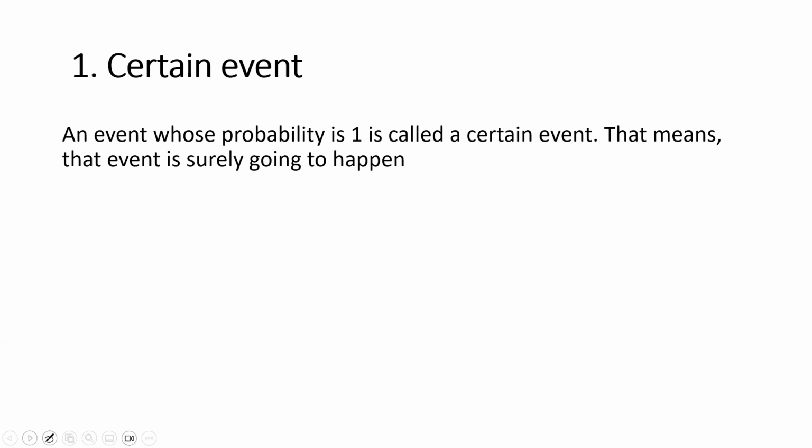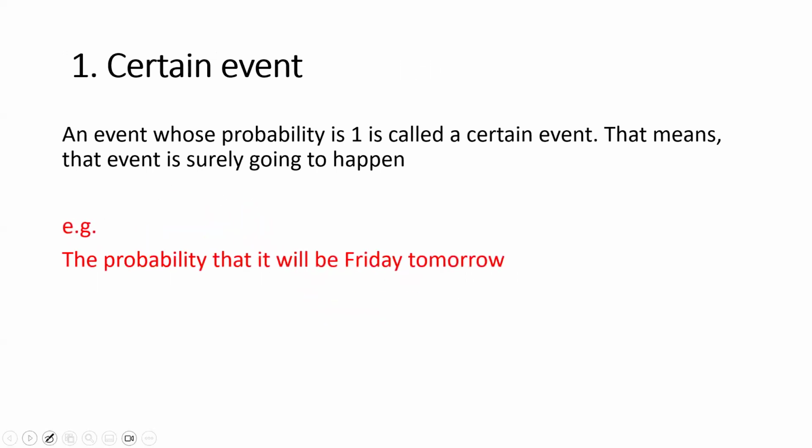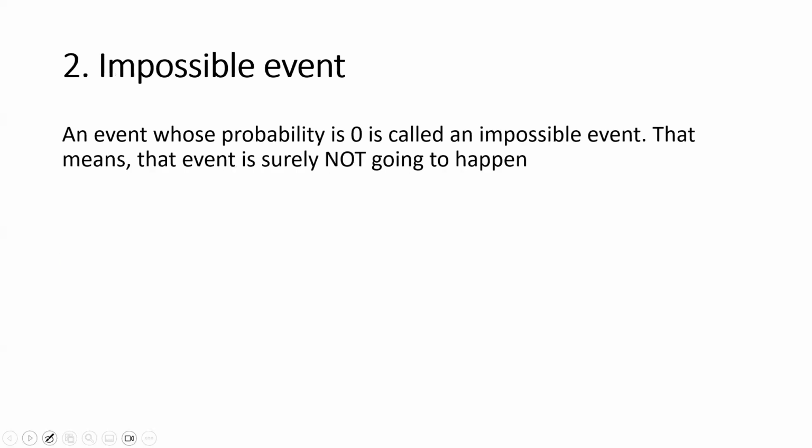Number one, we have certain events. Certain events are the ones that always happen no matter what. For example, what is the probability that it will be Friday tomorrow if today it's Thursday? That is guaranteed. It's going to happen, right? It will be Friday tomorrow, provided today is Thursday. Okay, so that is going to be 1 or 100%.